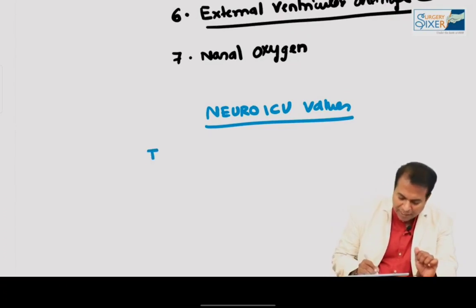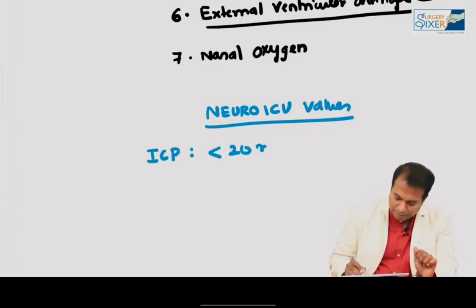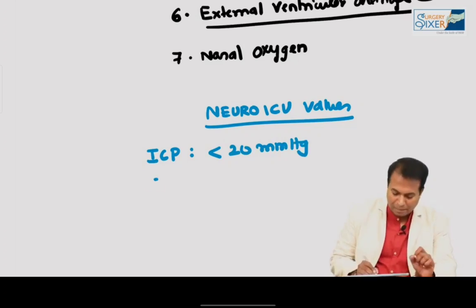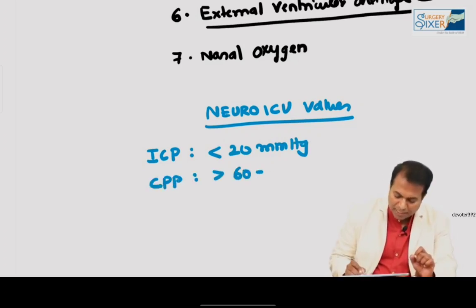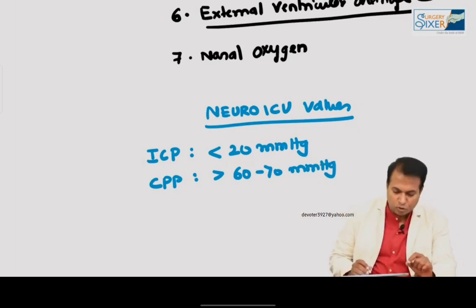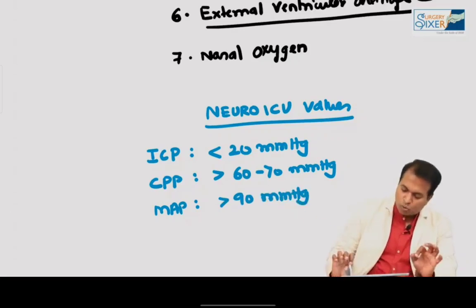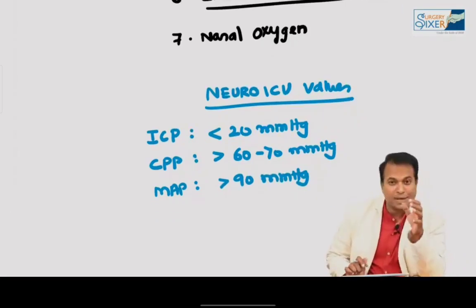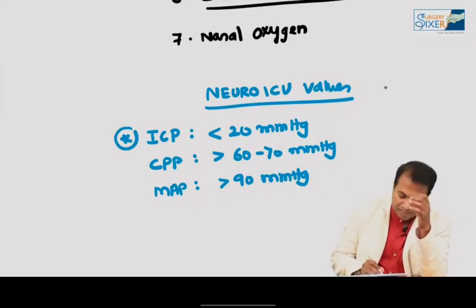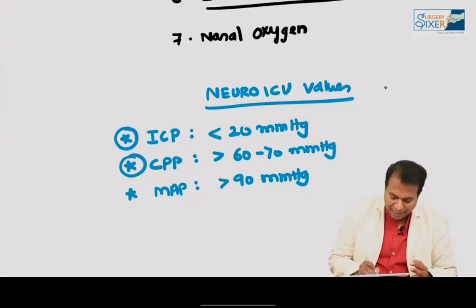We have to maintain intracranial pressure at less than 20 millimeters mercury. Cerebral perfusion pressure should be 60 to 70 or more. And mean arterial pressure should be more than 90 millimeters mercury. So these are the neuro-intensive care values. To maintain adequate blood supply to the brain, maintain intracranial pressure less than 20, cerebral perfusion pressure 60 to 70, mean arterial pressure more than 90.